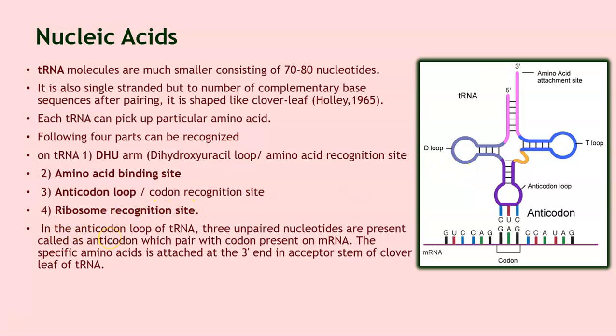In the anticodon loop of the tRNA, 3 unpaired nucleotides are present, called the anticodon, which pair with the codon present on the mRNA. So here you have the anticodon loops. It pairs with the codons on the mRNA. So whatever is the codon on the mRNA, a complementary codon, which is called the anticodon, is present on the transfer RNA. The specific amino acid is attached at the 3' end in the acceptor stem of the clover leaf of your tRNA. So here you have the amino acid which it carries along with itself at the time of protein synthesis.